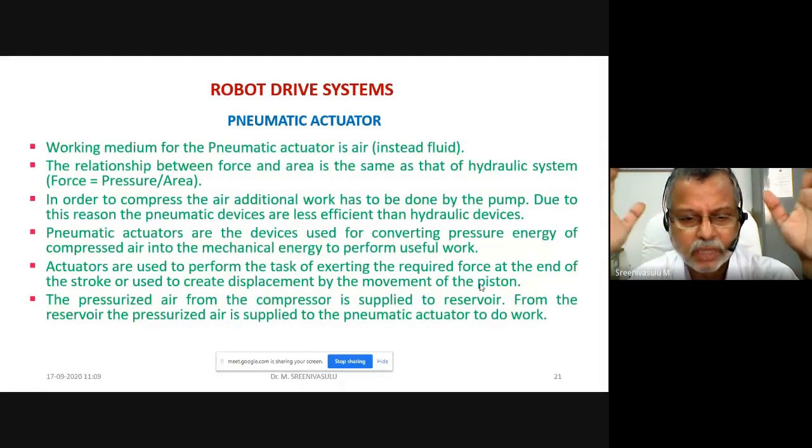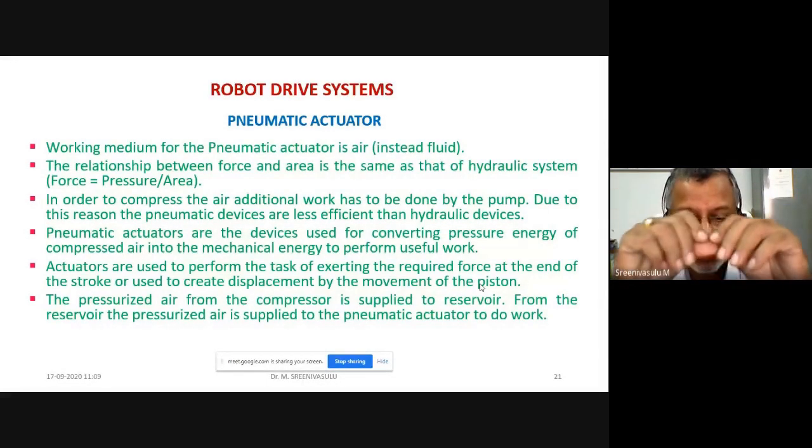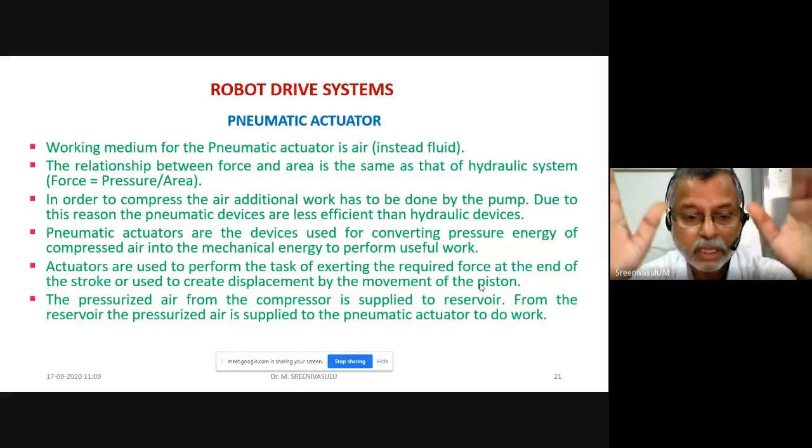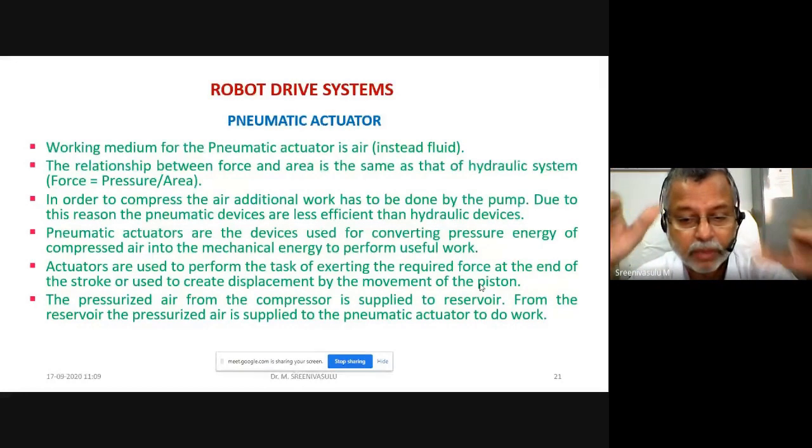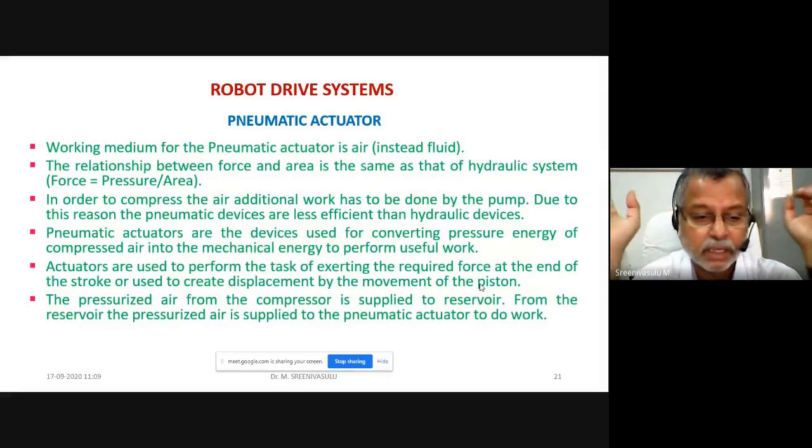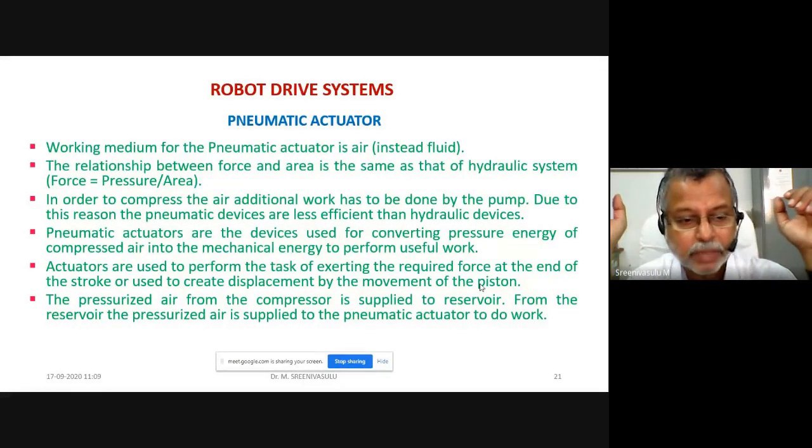So this is one of the major reasons why it has been stated that actuators need to exert the pressure or the force only at the end of the stroke, and not at the time of moving the piston. That is how the statement has been categorized on those grounds.